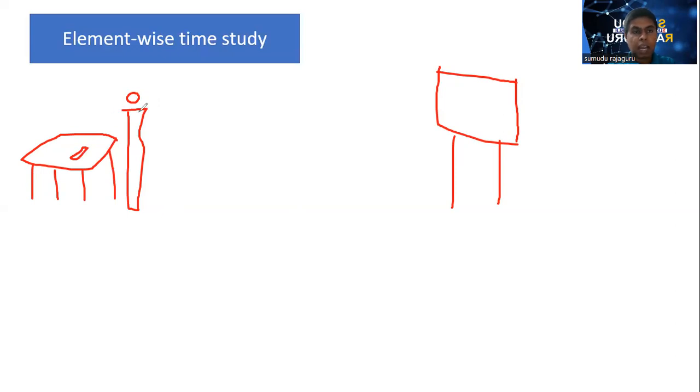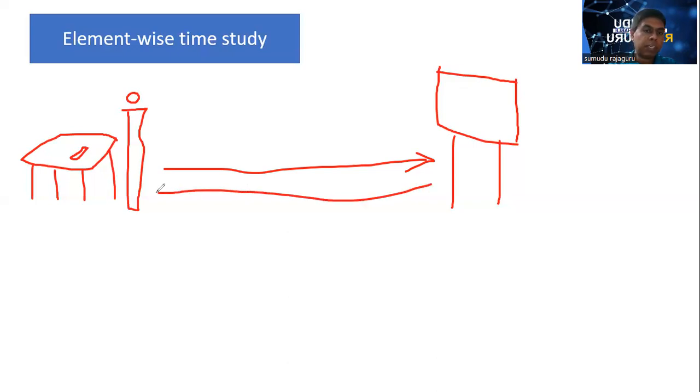After taking the pen, that person has to move to the whiteboard. Then the person has to open the clip of the pen. Then he or she can write on the board. After writing, close the clip of the pen again. Then move again to the table and keep the pen on the table. Those are the elements.